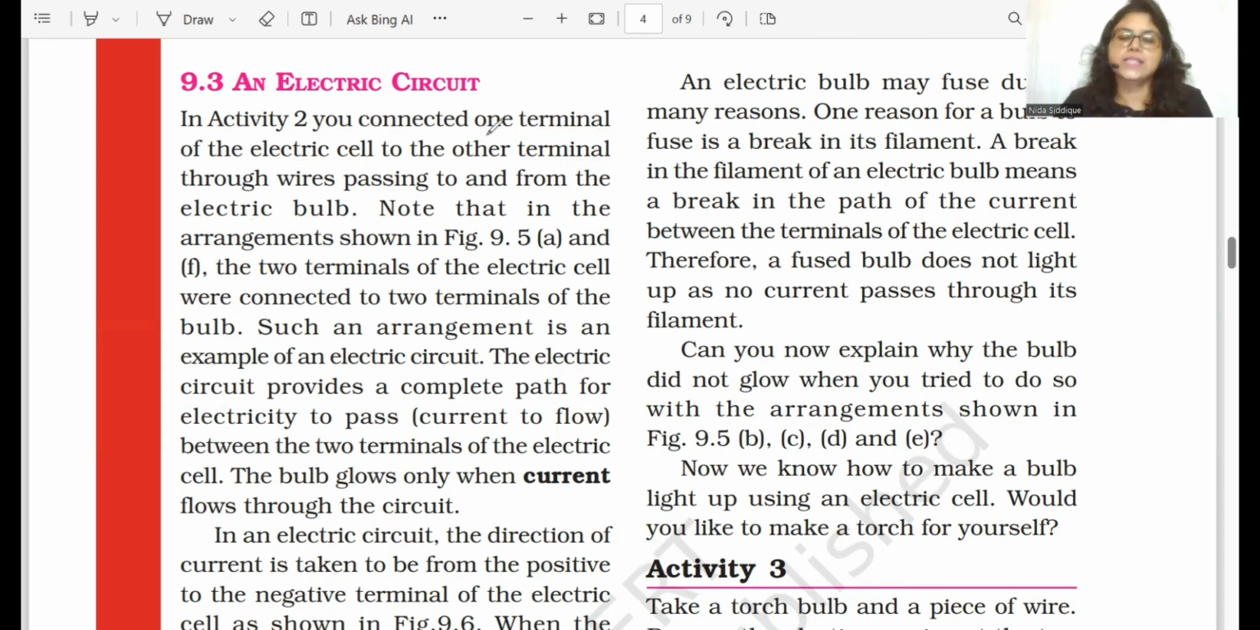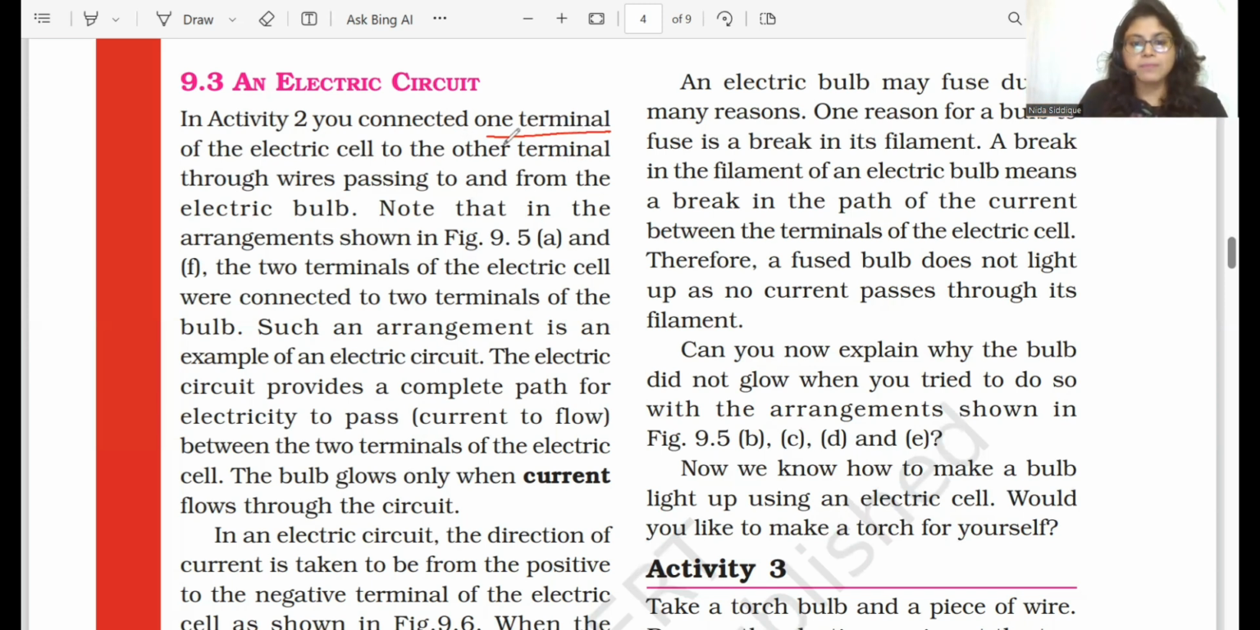What is an electric circuit? So I kept on repeating in the last activity कि ये circuit complete नहीं था, right? So what is an electric circuit? So in activity 2, what we have noticed, हमने एक electric cell लिया है, and we have tried to connect one terminal of the electric cell to the other. Okay, and हमने कैसे connect किया दोनों terminals को? By using a connecting wire and a bulb.